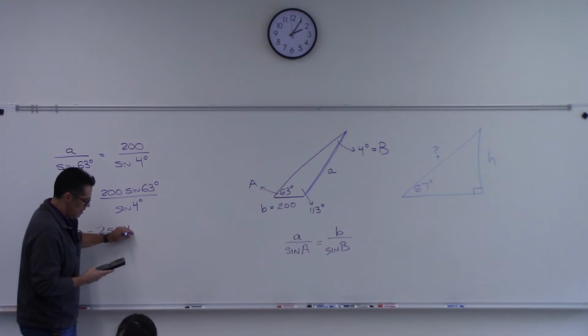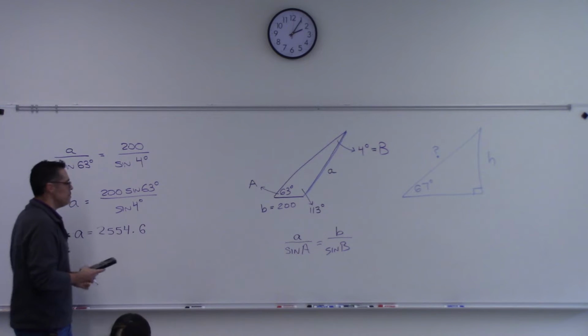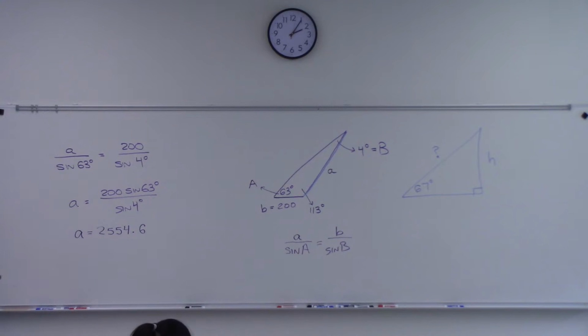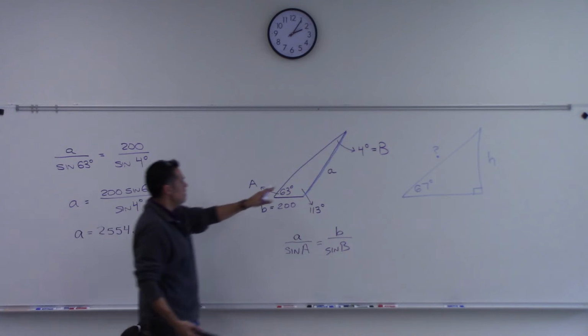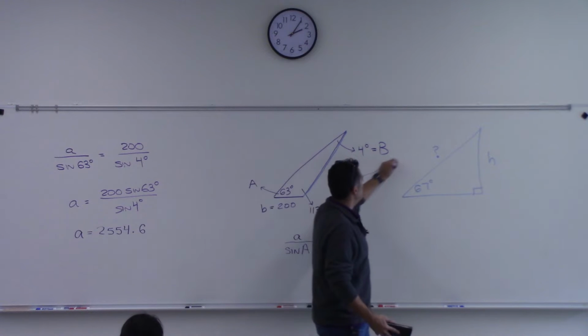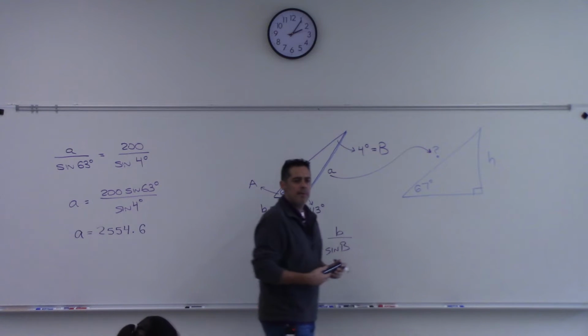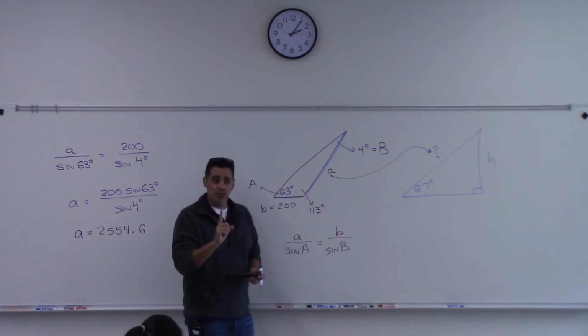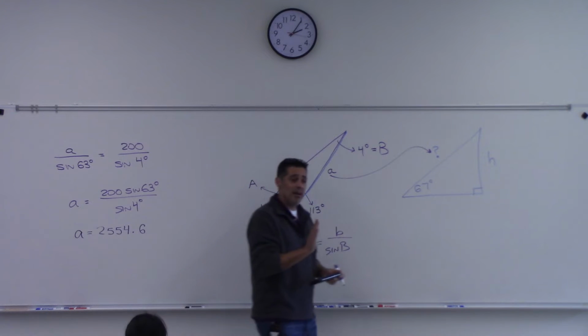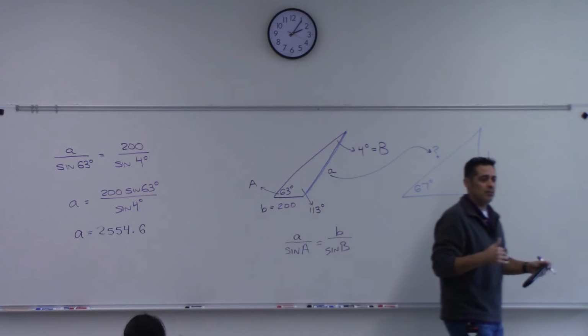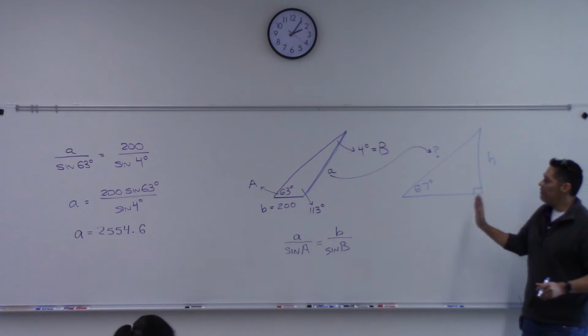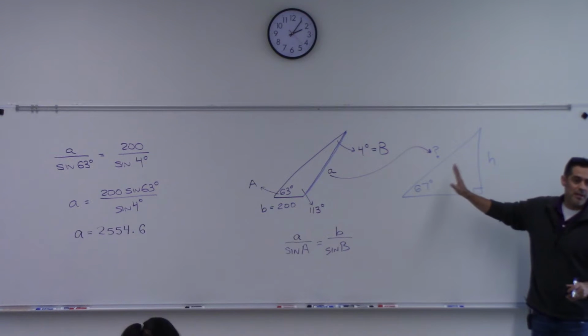2,554, 0.62, 0.6. Let's just go with 0.6, right? All right, we good? That allowed me to get this side. This side corresponds to this side now, right? And now I have a right triangle. And because I have a right triangle, I can use SOHCAHTOA, I can use Pythagorean, everything that I used to be able to do, I can now do, right?